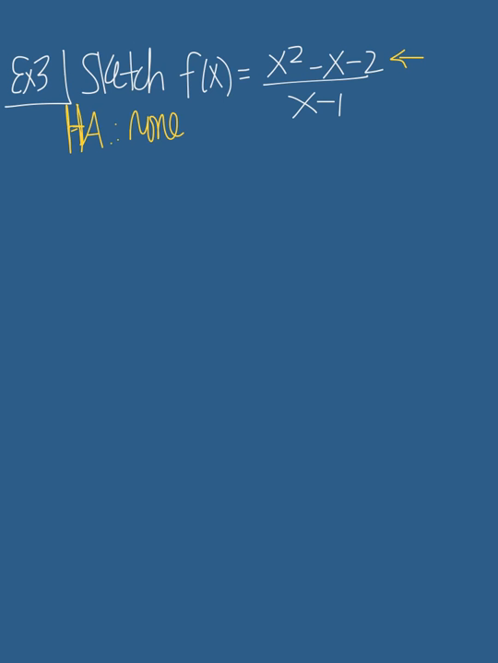However, I do want you to notice that even though there's no horizontal asymptote, the degree of the numerator is exactly one more than the degree of the denominator. So that means there is a slant asymptote. I don't know what that is yet. We can figure it out in a little bit.